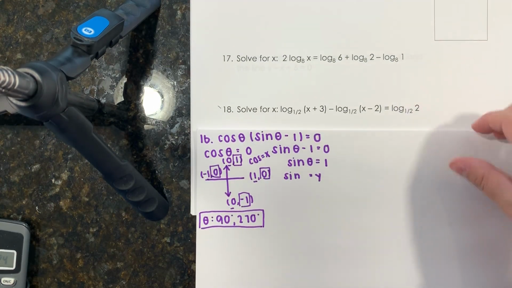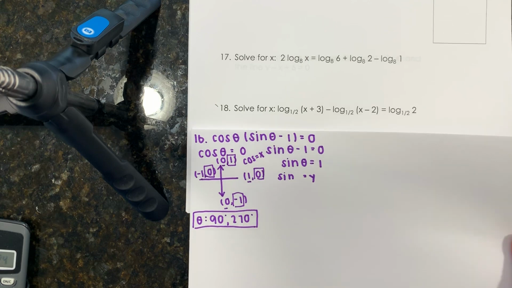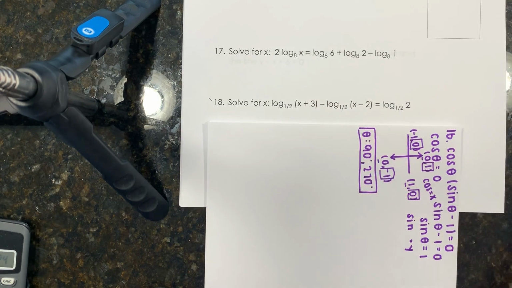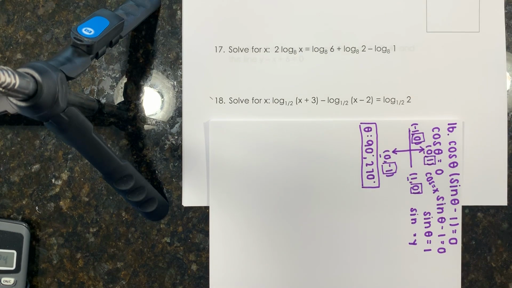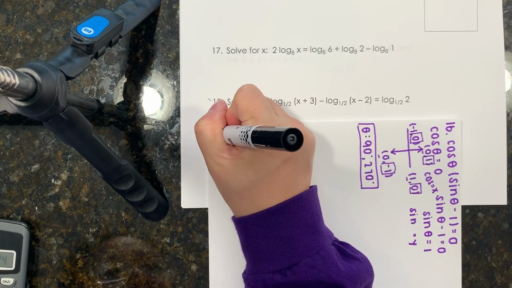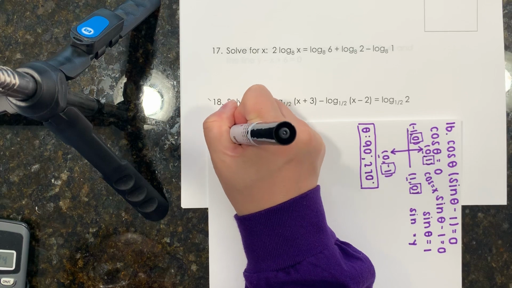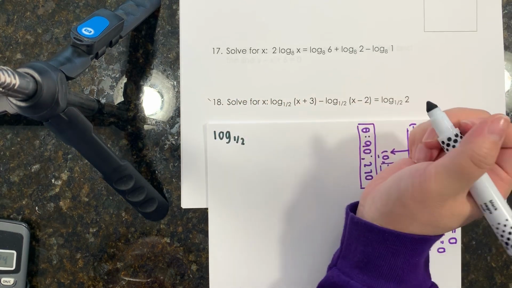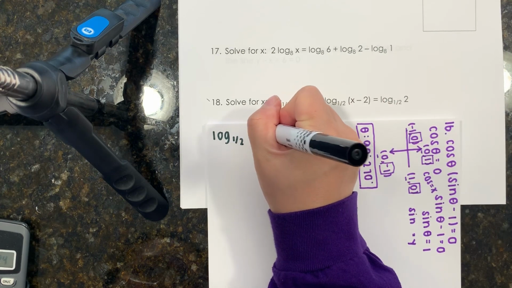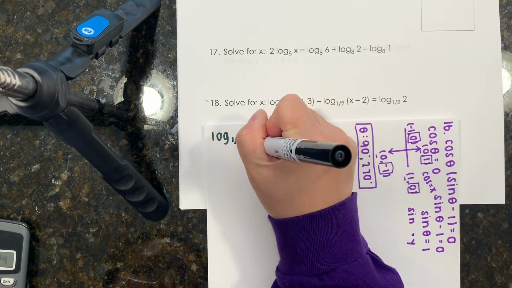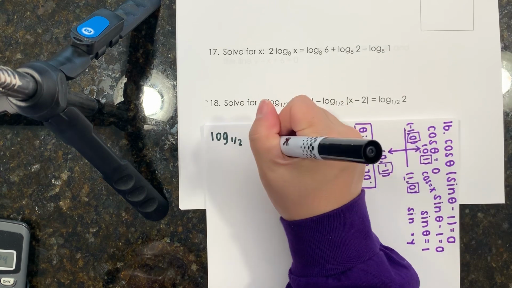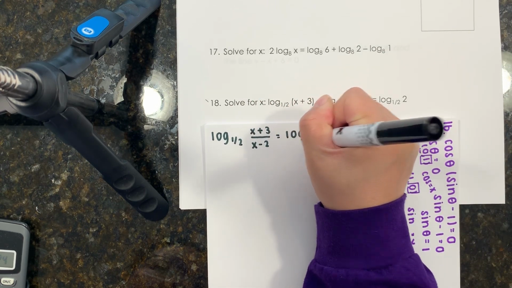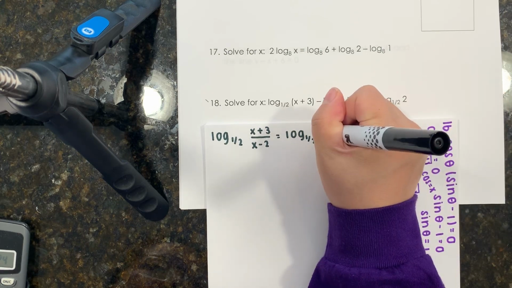Now moving on, we're looking at number 18. So for number 18, I see a minus sign in between my 2 logarithms, so I need to actually divide those 2 terms. So that would give me log base 1/2 of x plus 3 over x minus 2 is equal to log 1/2 of 2.